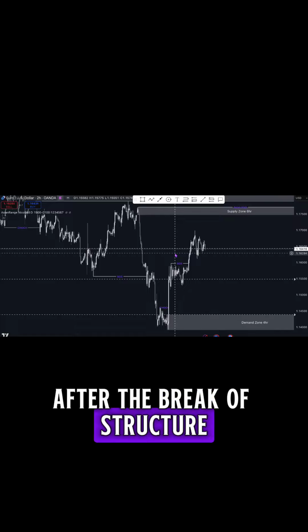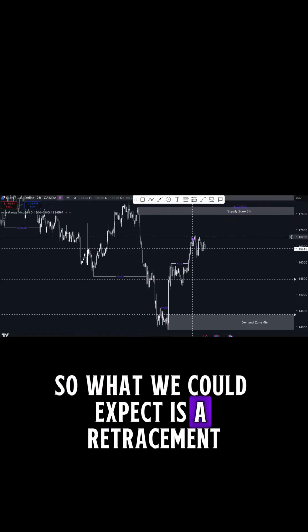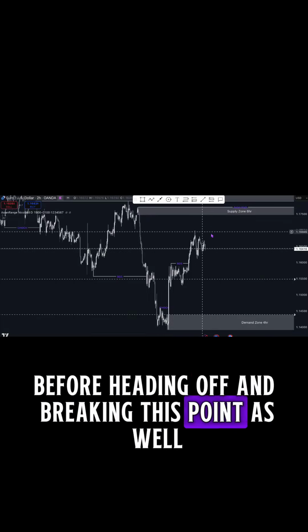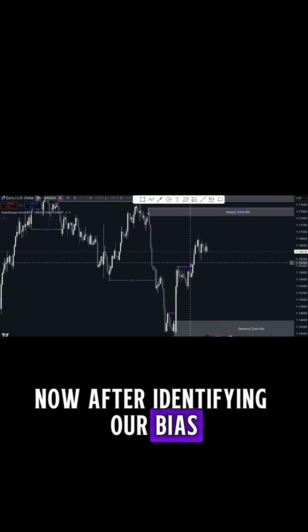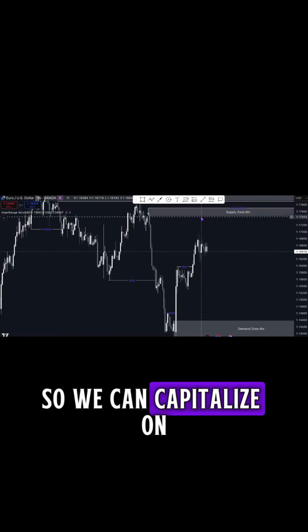After the break of structure, price did not breach this higher high right over here, so what we could expect is a retracement back to a level of demand, or we could see price just accumulate a bit more before heading off and breaking this point as well. Now after identifying our buyers, that being potential buyers, we can now look for any unmitigated demand zones that price could retrace to so we can capitalize on.